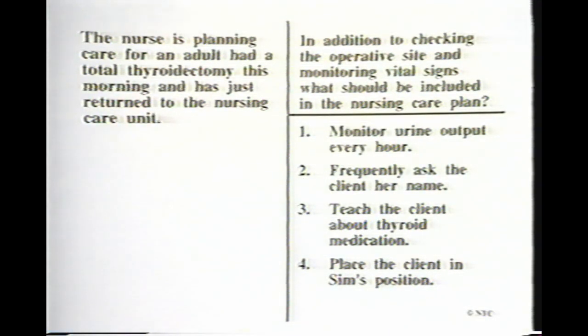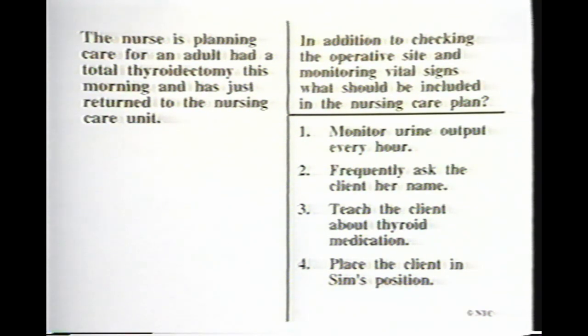Before I give you all the answers, let's turn to a question. The nurse is planning care for an adult who had a total thyroidectomy this morning and has just returned to the nursing care unit. In addition to checking the operative site and monitoring vital signs, what should be included in the nursing care plan? Choice number 1, monitor urine output every hour. Number 2, frequently ask the client her name. 3, teach the client about thyroid medication. And 4, place the client in Sims position.